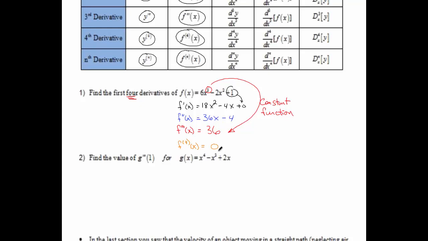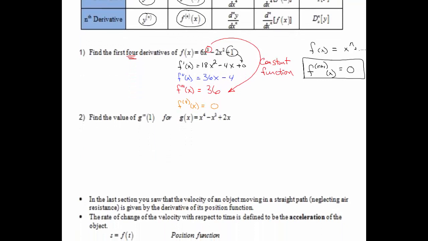Now, we can have a rule here if we look and see this pattern. If we have some function of x, let's call it f of x, equals some polynomial to the nth power, and we take the n plus 1th derivative, f of n plus 1 of x, then we should see that this entire function, no matter what it is, should end up being 0. And we can use that as a rule. Let's proceed on to the next question.